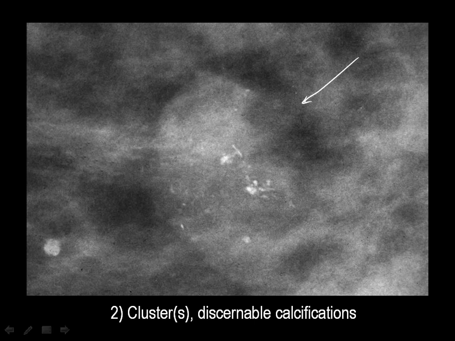Here is an example of a fibroadenoma within which we see malignant type calcifications, and that turns out to be in situ carcinoma within a fibroadenoma.